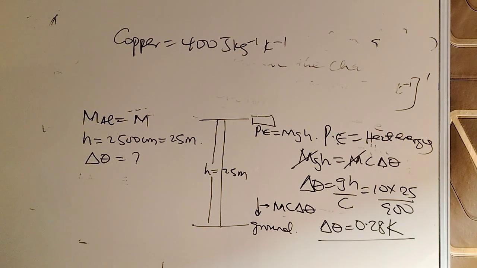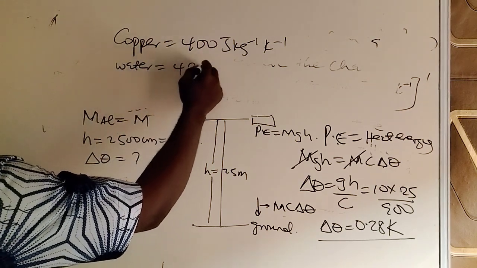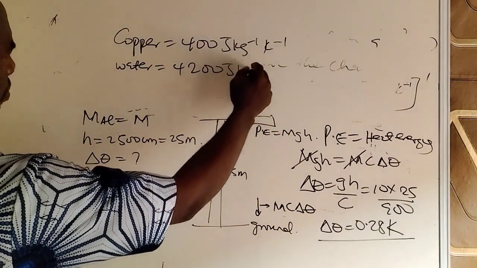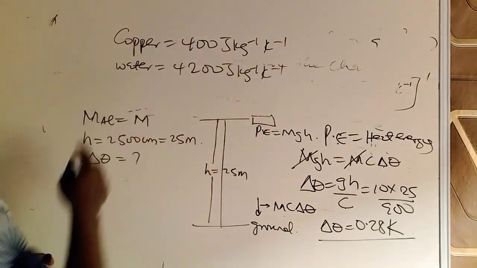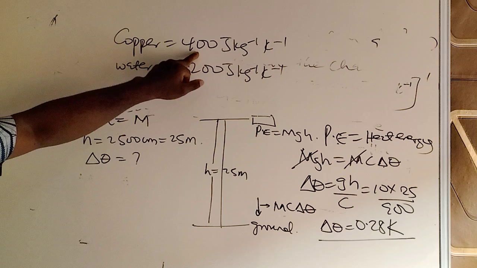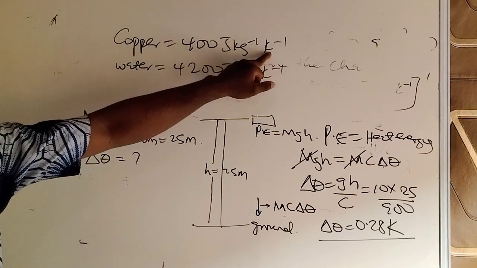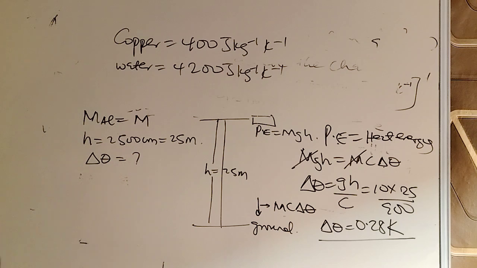While poor conductors have very high specific heat capacity, like water. The specific heat capacity of water is 4,200 joule. Can you imagine the difference, the wide difference? What it means is, it requires a little amount of heat to raise the temperature of a unit mass of copper through 1 Kelvin, because it's a good conductor. So you conduct heat fast.